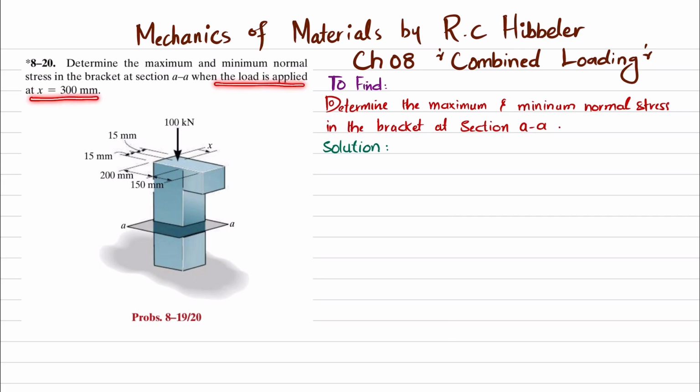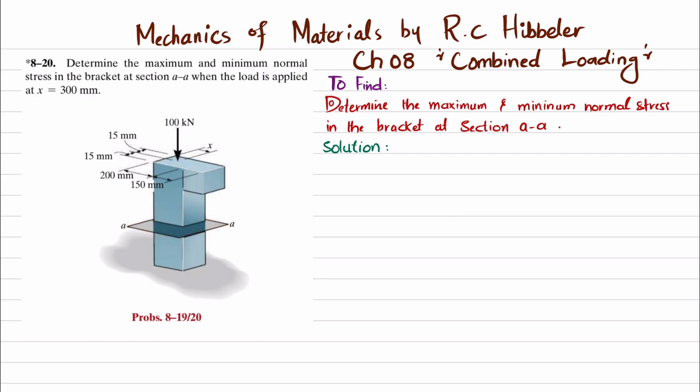The statement is: determine the maximum and minimum normal stress in the bracket at section AA when the load is applied at X equal to 300 millimeter. You can see this is the bracket where a load of 100 kilonewton is applied. The direction of X is given from this line, so here X is equal to 0 and you can increase X from this line. You have to find the maximum and minimum normal stress when you section it at AA.